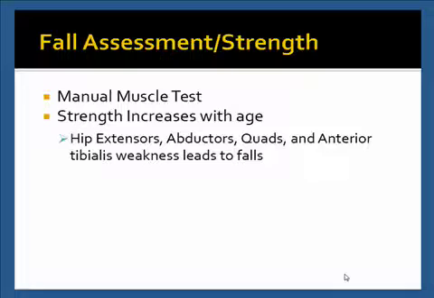Strength decreases with age, especially the hip extensors, abductors, quads, and the anterior tibialis muscle. And all of this would lead to falls in the elderly if they are significantly weaker than normal.